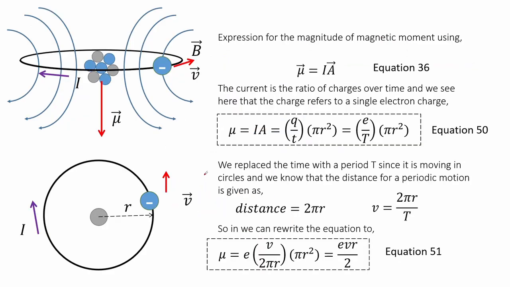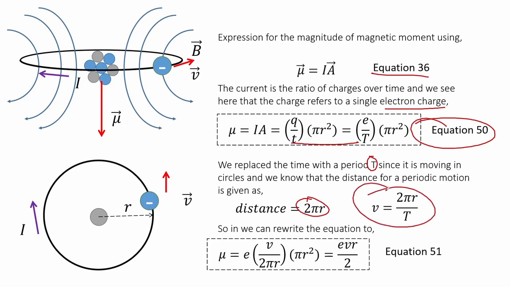We write an expression for the magnitude of the magnetic moment using equation 36. The current is the ratio of charge over time, and we see here that the charge refers to a single electron charge shown in equation 50. We replace the time with a period T since it is moving in circles, and we know that the distance for a periodic motion is given as 2 pi r. And we write the velocity as a function of this and substitute this back to the orbital magnetic moment, and we get equation 51.